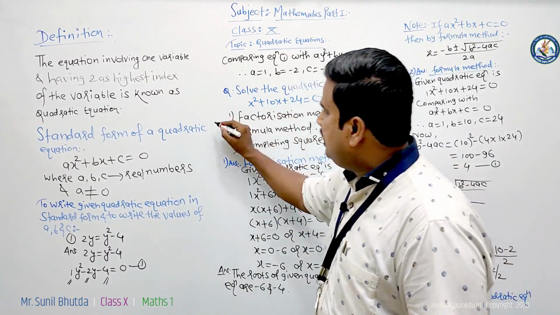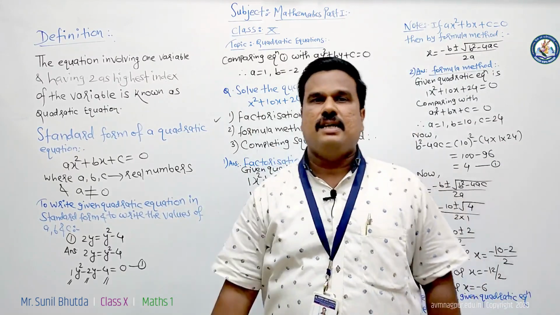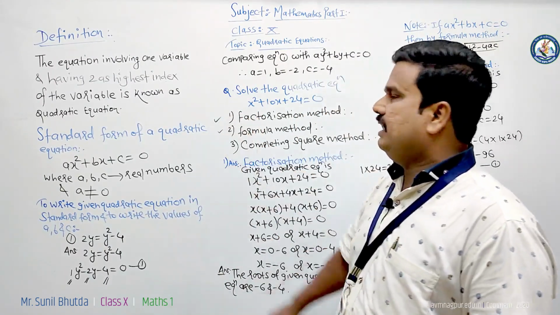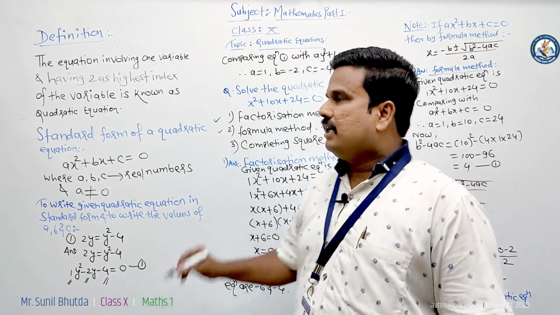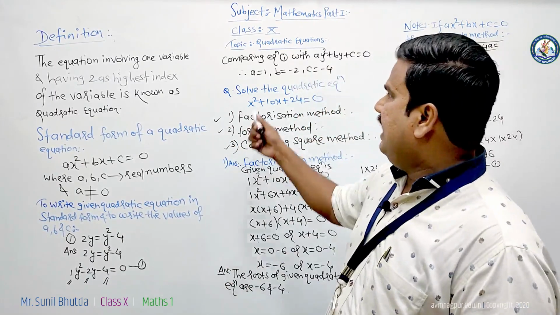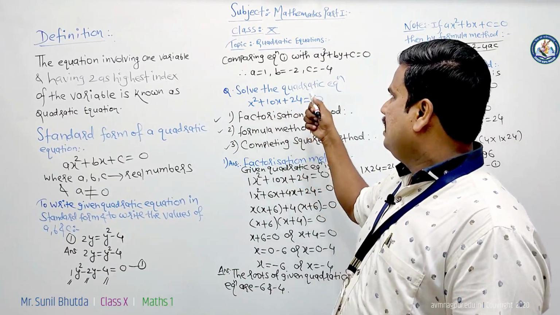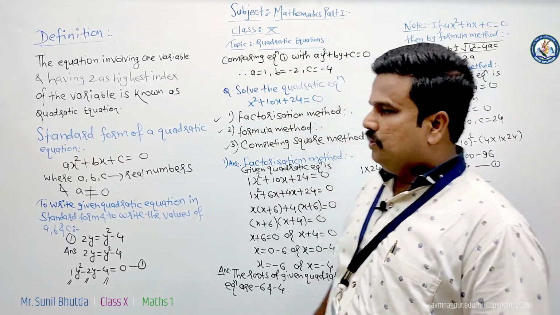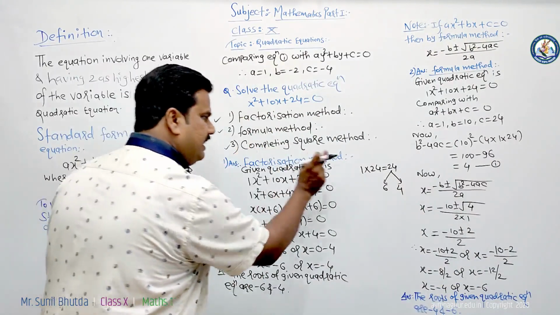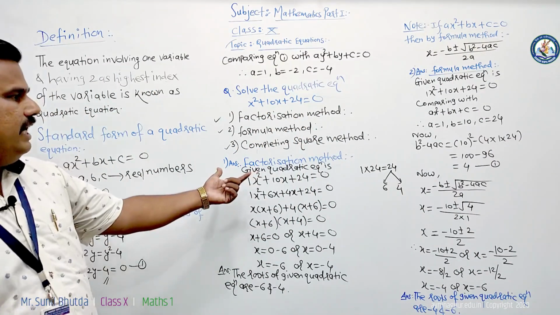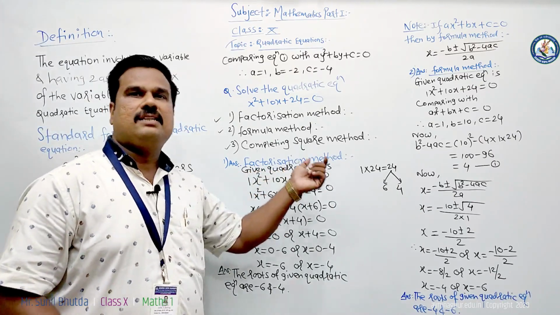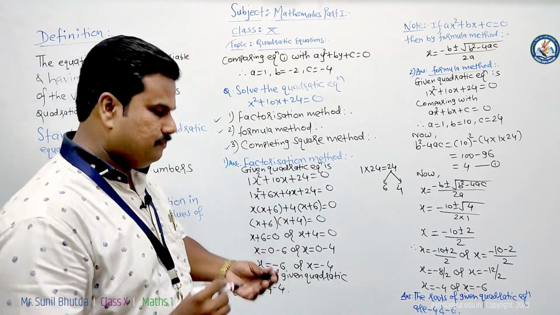Now, I am giving you one example in which we have to solve the given quadratic equation by three methods. The first method is the factorization method, the second method is the formula method and the third method is the completing square method. The given quadratic equation is x square plus 10x plus 24 equal to 0. Firstly, I will solve this quadratic equation by the factorization method. I have written the given quadratic equation 1x square plus 10x plus 24 equal to 0.